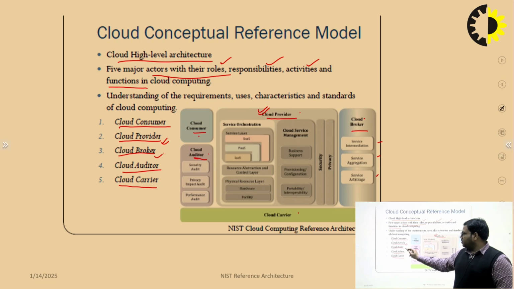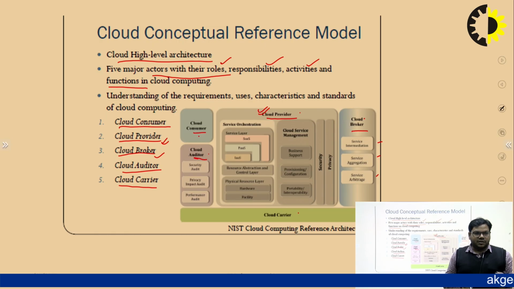The next actor is the cloud broker. A cloud broker is a kind of third party person, third party organization, or third party entity who is neither utilizing the cloud services nor providing the services. It is an intermediary between both. It functions like a mediator between the cloud consumer and the cloud service provider.